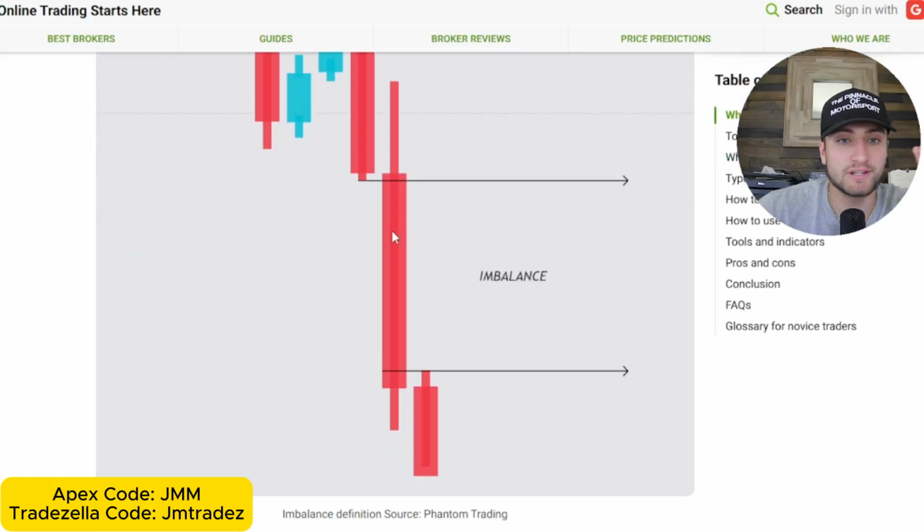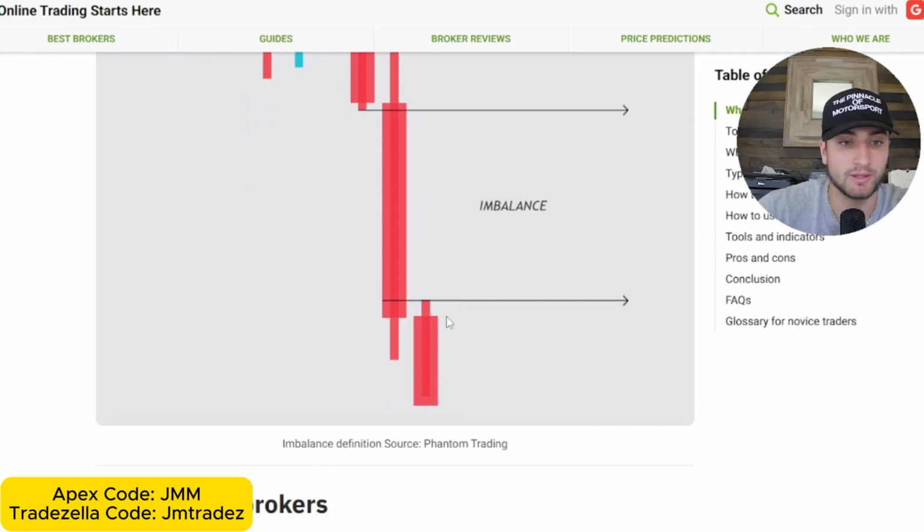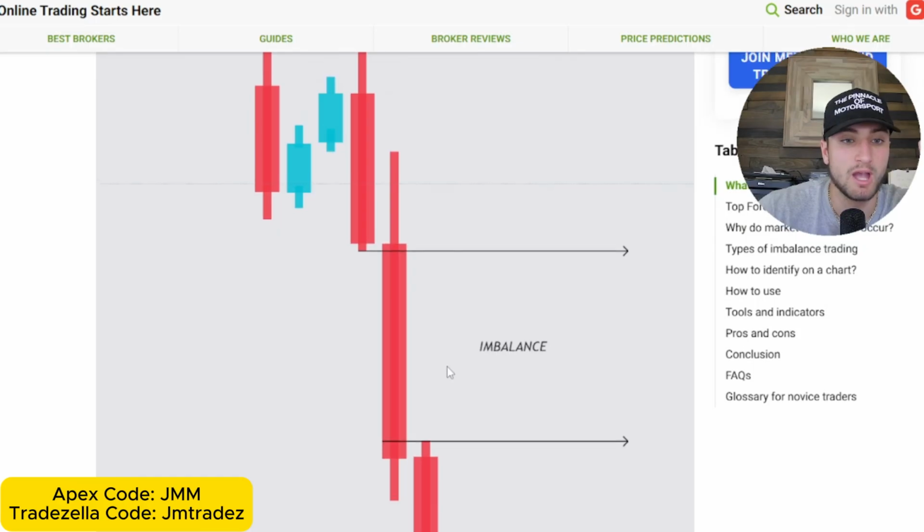But if we look down here at what these gaps are, you take this first candle, it's a three candle pattern. You take this first candle, you take this second candle, and you take this third candle here. From this bottom wick to this top wick, you can see that there is a space that is yet to be filled by any type of price action and or data. That right there is called an imbalance.